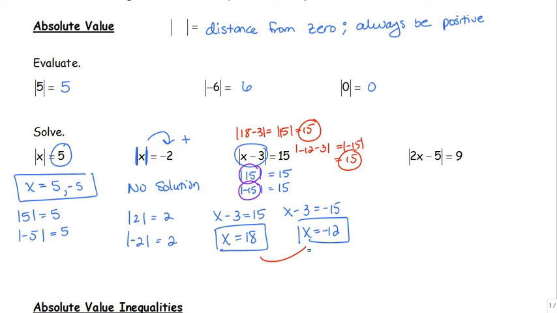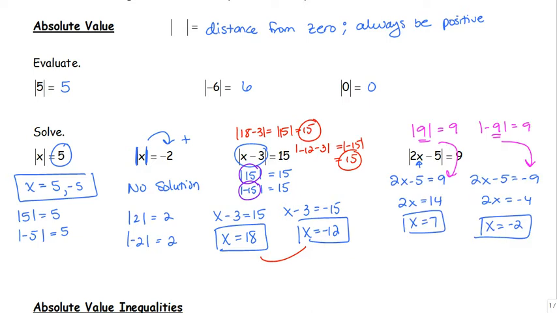Go ahead and press pause and see if you can do the next one on your own. Just remember, absolute value is always positive. So I'm looking for what value of x, when evaluated for absolute value, will give me a positive 9 answer. Go ahead and press pause.